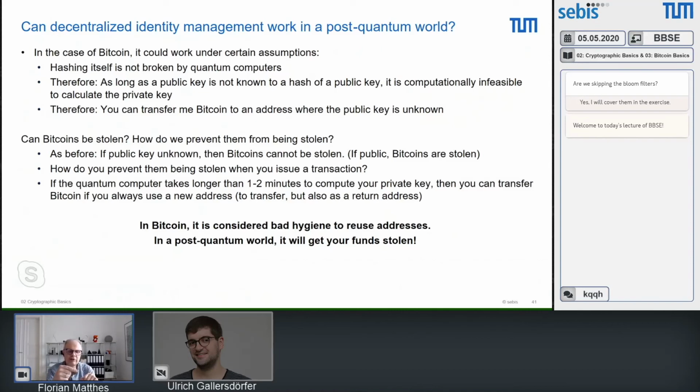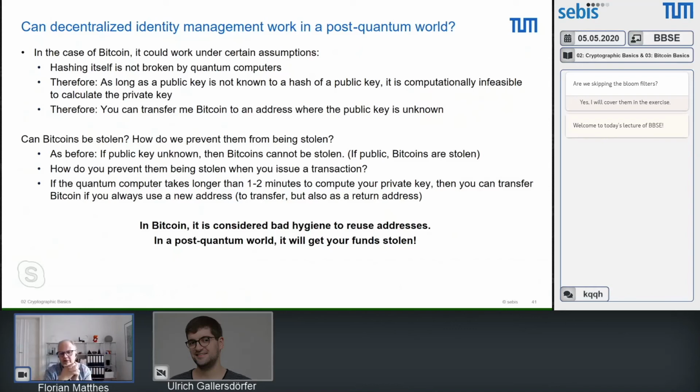So for each transaction, you would create a new wallet. If during the verification of the transaction you have to reveal your public key and not only the hash value of your public key, a quantum computer could try to compute your private key from the public key. But if you don't use the account again, you could move money around in Bitcoin to other accounts and then do the same thing again.